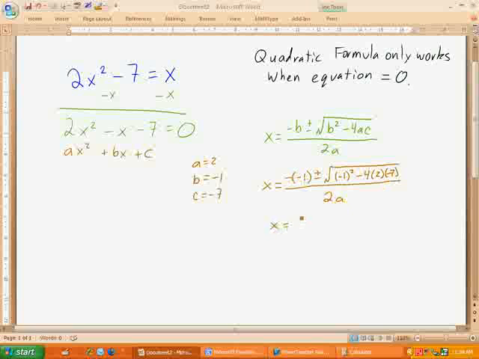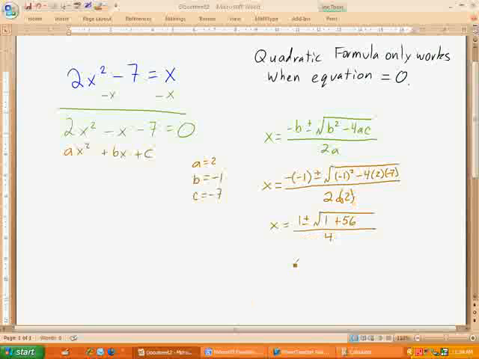Negative negative 1 will be 1 plus or minus. Negative 1 squared is 1. Negative 4 times 2 is negative 8. Negative 8 times negative 7 is positive 56. All over 2 times, I forgot to put the 2 in for the a there, right? So a is going to be 2. So 2 times 2 is 4.